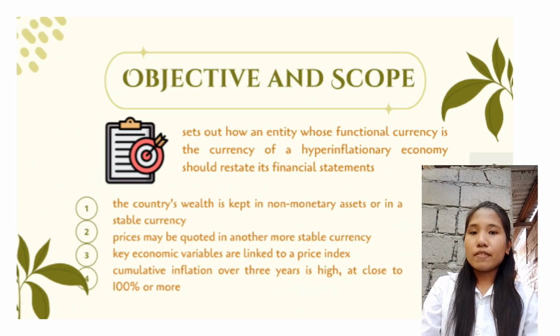Moving on to the objective and scope of PAS-29. The objective of PAS-29 is to establish specific standards for entities reporting in the currency of a hyperinflationary economy, so that the financial information provided is meaningful. This standard shall be applied to the financial statements, including the consolidated financial statements of an entity whose functional currency is the currency of a hyperinflationary economy.